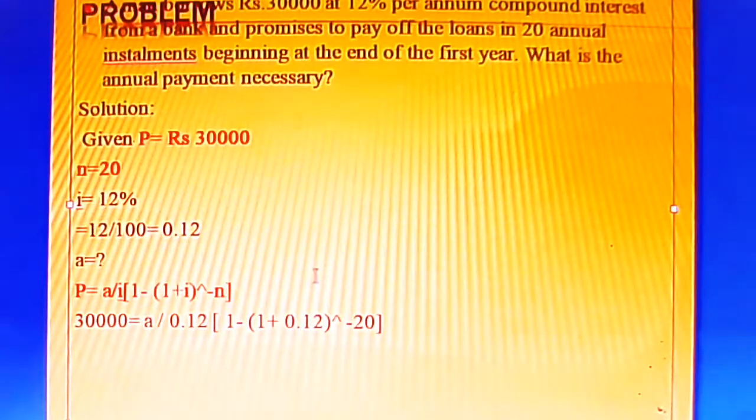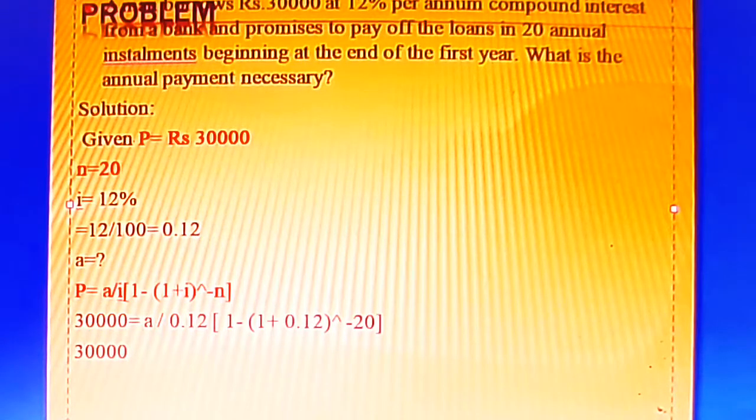Okay, students, so here 30,000 is the given present value, so I have substituted 30,000 is equal to small a divided by I. What is I actually? 0.12. I have just substituted here times, open the bracket, 1 minus 1 plus 0.12, the whole raised to the power minus 20. Okay, formula for present value.